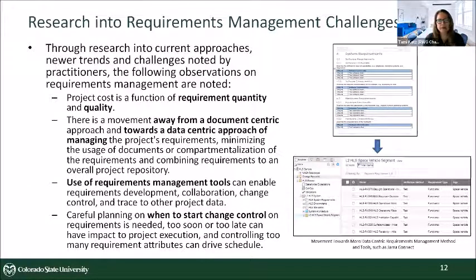So this view of our requirements as this Word document is kind of becoming an outdated model. And a lot more organizations are starting to utilize more of a data approach to the requirements instead of a specification driven approach. So I'm going to talk about that a little further, but that's really what this picture is visualizing. The third theme was kind of a companion piece to that, which is that use of requirement management tools has been shown to greatly enable project success.